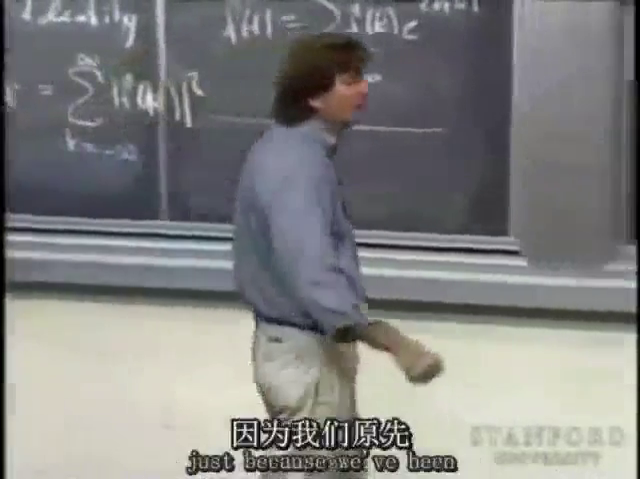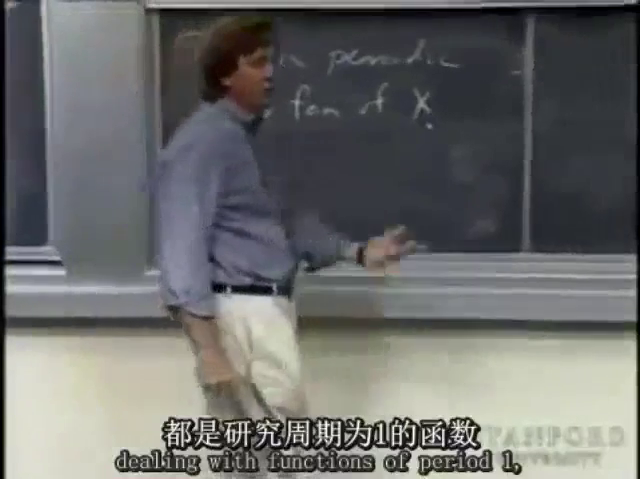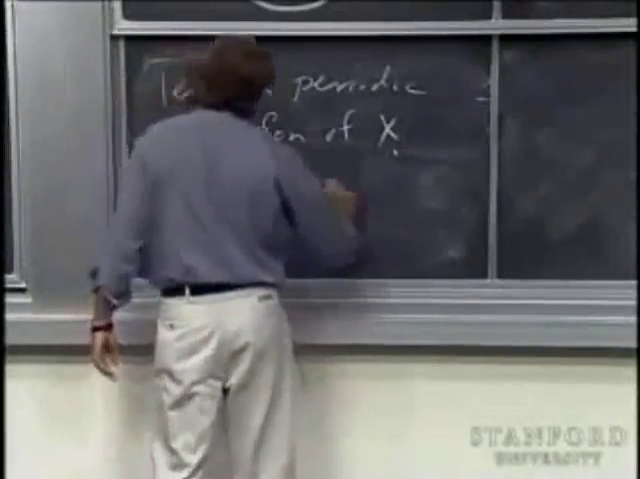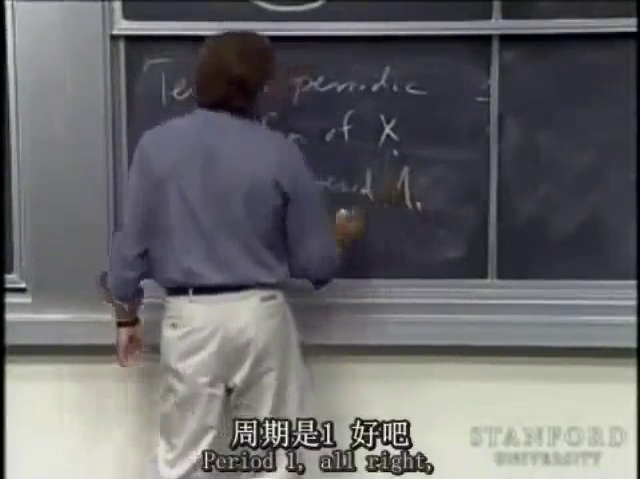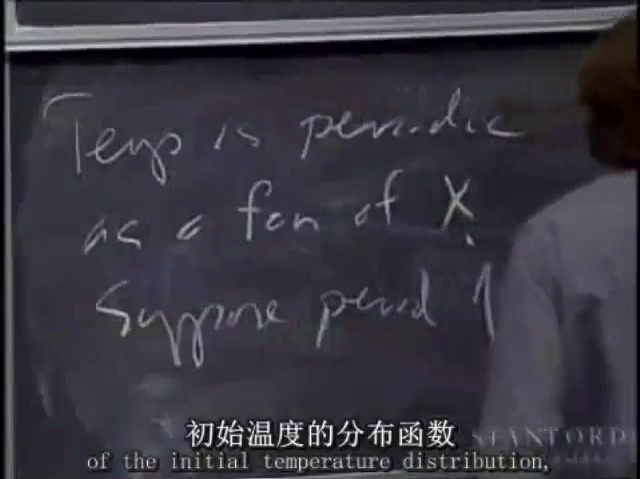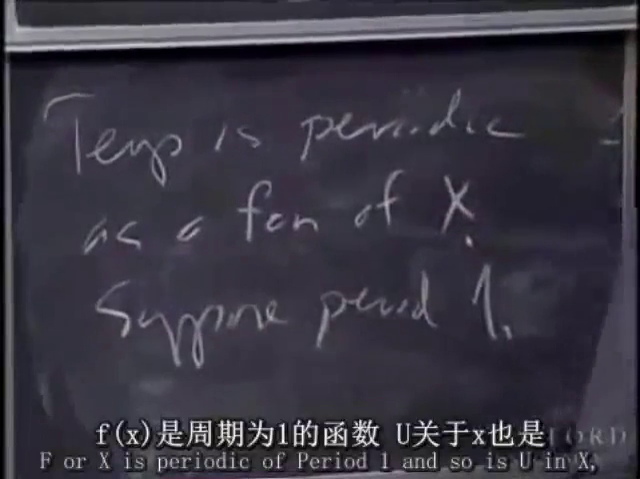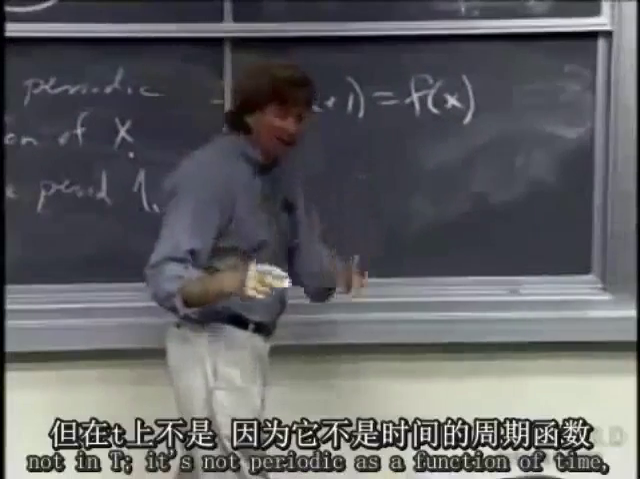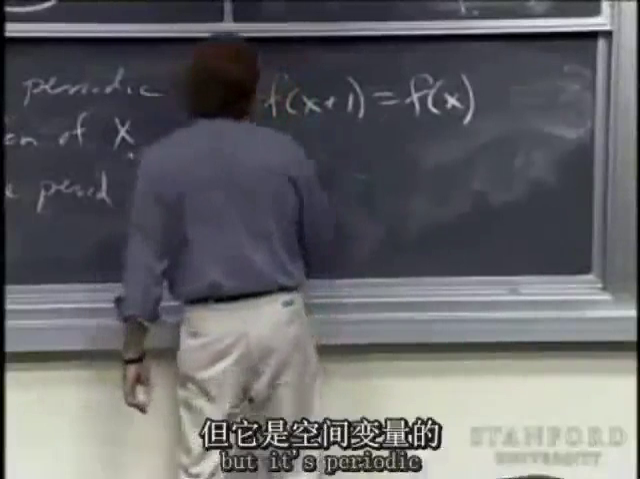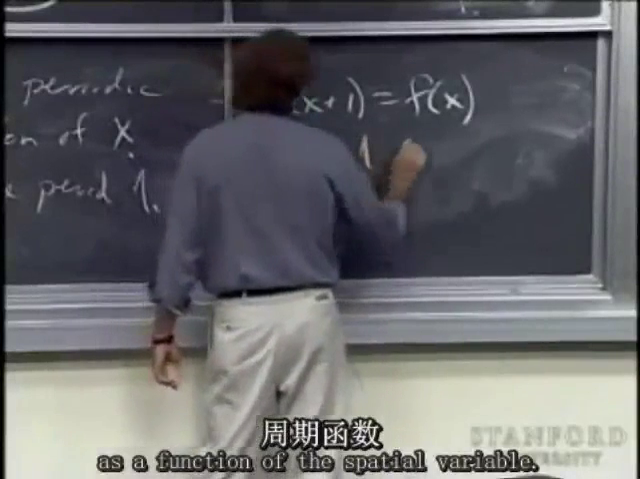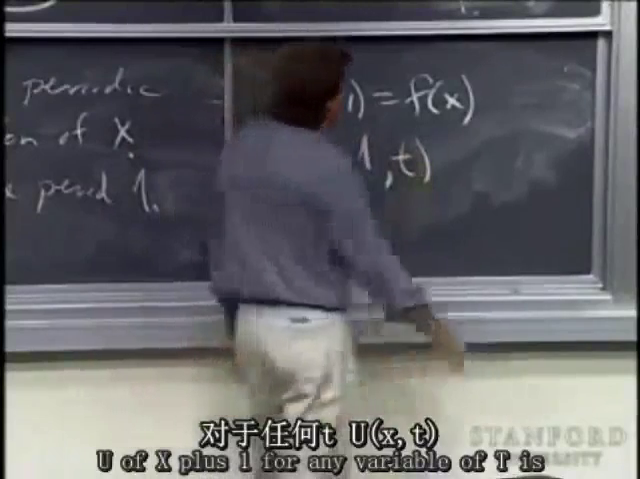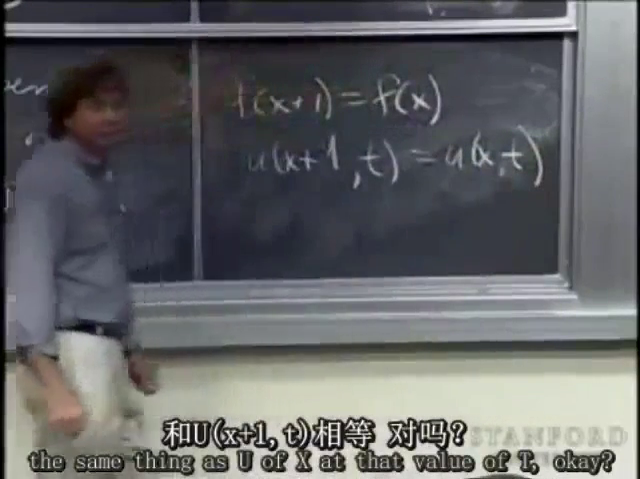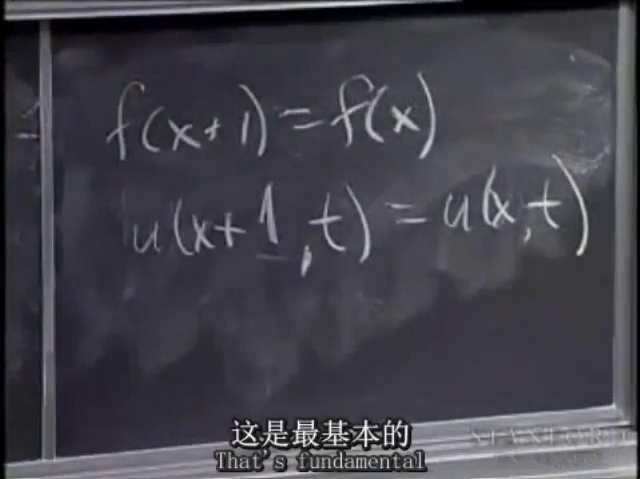All right? So let's suppose we have period 1, just because we've been dealing with functions of period 1. So the initial temperature distribution f of x is periodic of period 1. And so is u in x, not in t. It's not periodic as a function of time, but it's periodic as a function of the spatial variable. u of x plus 1 for any value of t is the same thing as u of x at that value of t. Okay? That's fundamental.